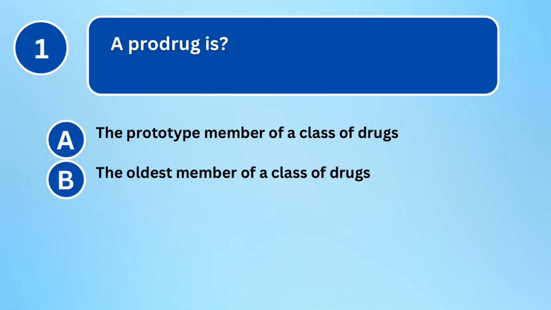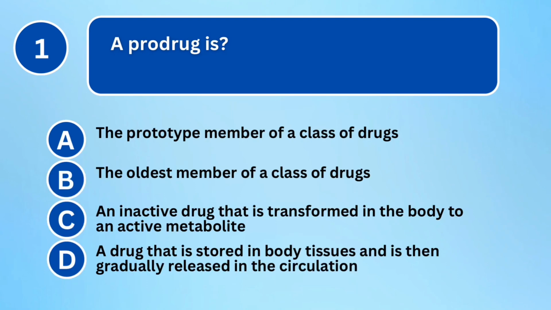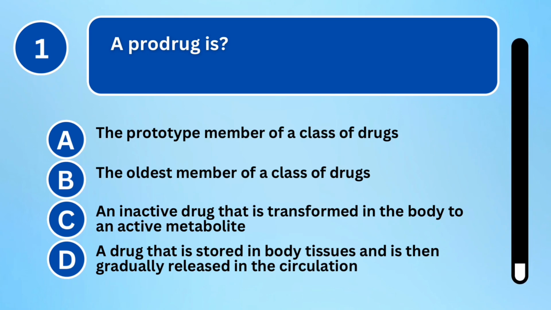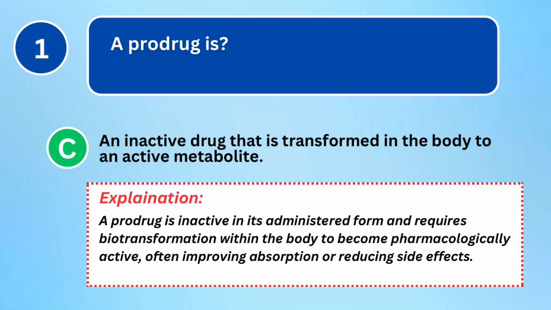A prodrug is A. The prototype member of a class of drugs. B. The oldest member of a class of drugs. C. An inactive drug that is transformed in the body to an active metabolite. D. A drug that is stored in body tissues and is then gradually released in the circulation. Correct answer, C. An inactive drug that is transformed in the body to an active metabolite.